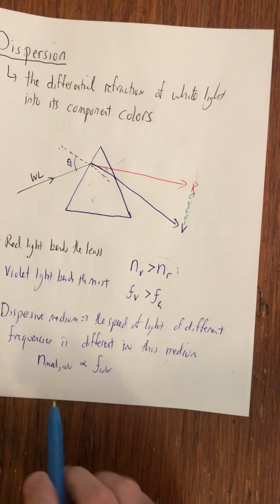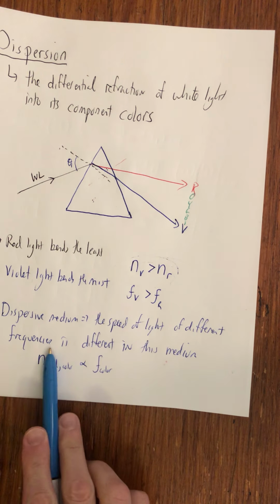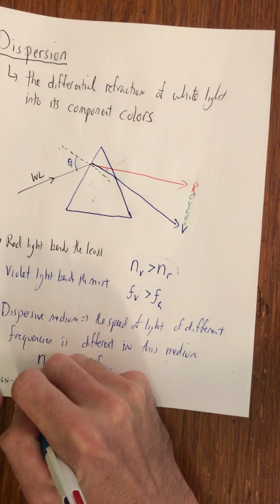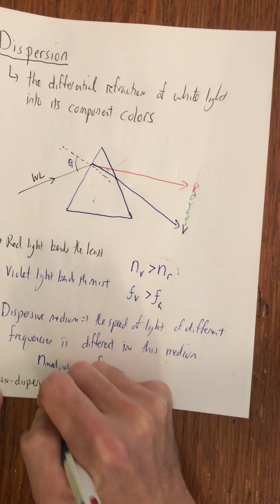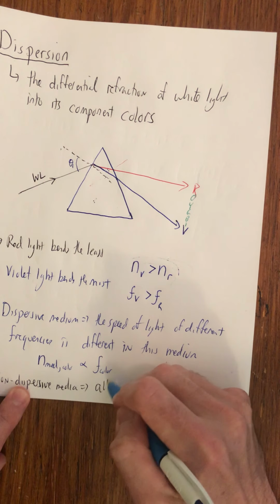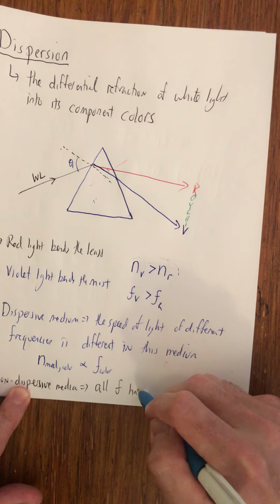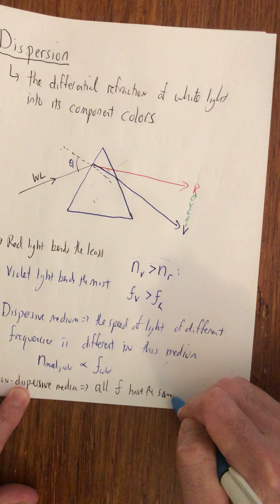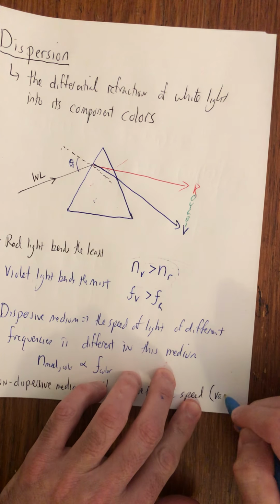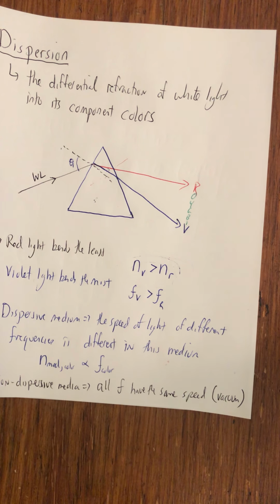Now, we have a dispersive medium. There are media where the speed of light of different frequencies is the same. We're going to call those non-dispersive media. So for non-dispersive media, all frequencies have the same speed. What is the best example of a non-dispersive medium? That's vacuum. All light travels at 3 times 10 to the 8th meters per second in a vacuum, right? So that is what dispersion is about.